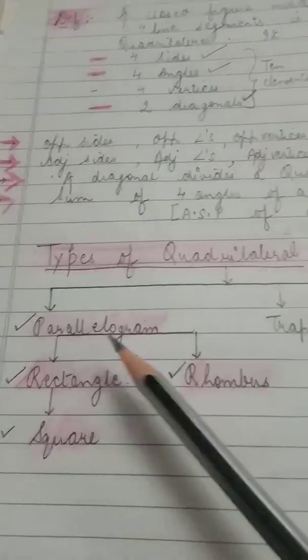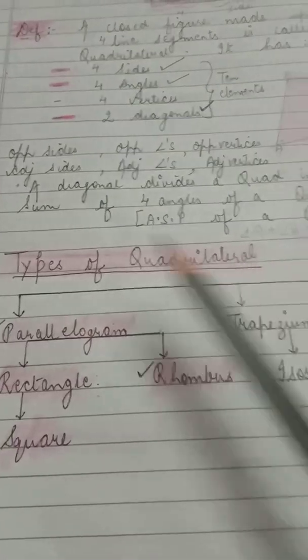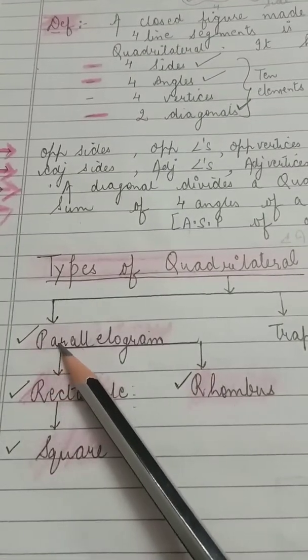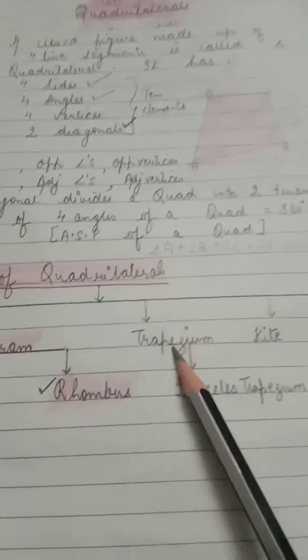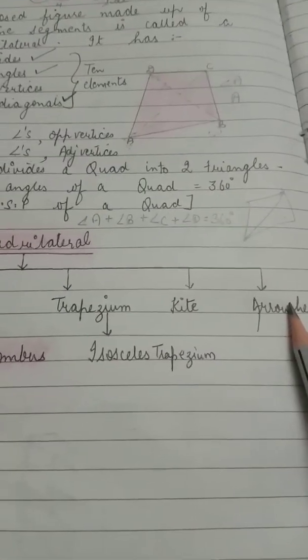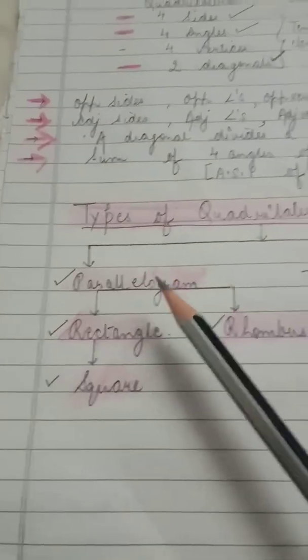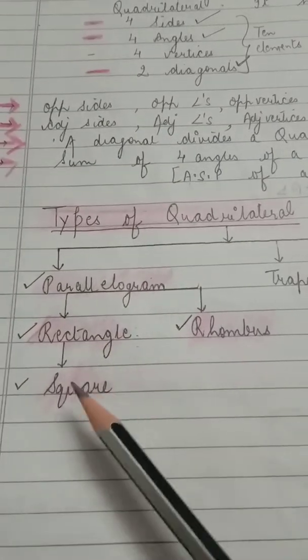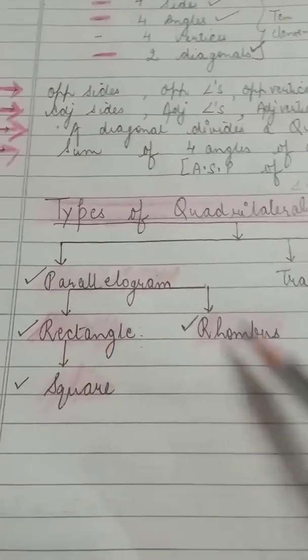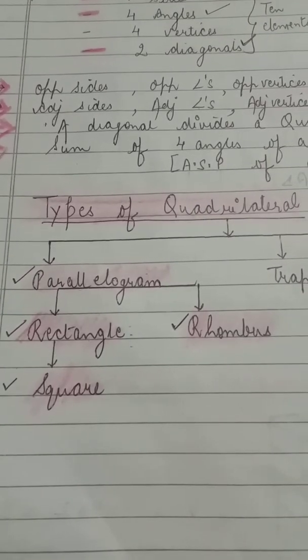Okay, now children, let's talk about the types of quadrilateral. We have many types of quadrilateral such as parallelogram, trapezium, kite, arrowhead, but we are going to mainly focus on parallelogram, rectangle, rhombus and square. These four figures we are going to lay stress on.